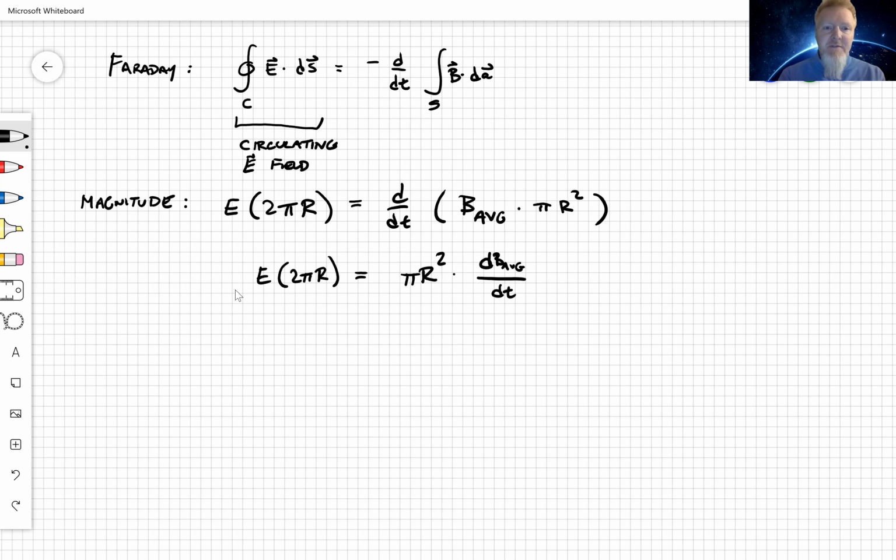If I just flop the r, the pi is gone and there's a 2. So this gives you the size of the electric field that is induced, which is 1/2 r times dB average dt. This is the size of the electric field that's induced by the flux change of the magnetic field. This is the magnitude of the circulating E field. We already know its direction. It's tangent and clockwise, right? So we can include that. It's clockwise, and it's only there when dB dt is not 0.